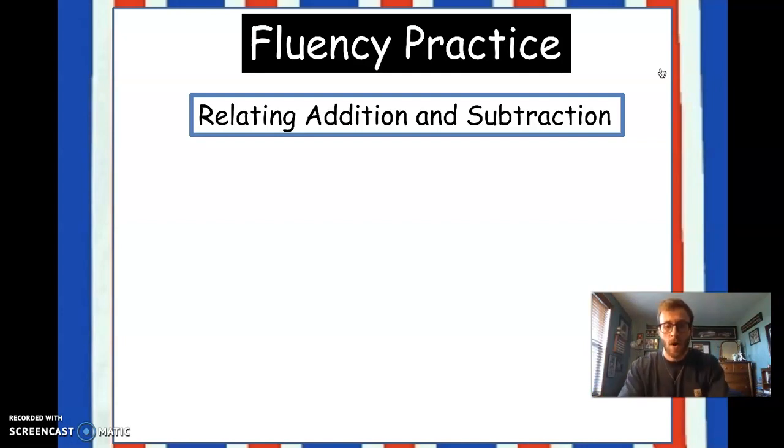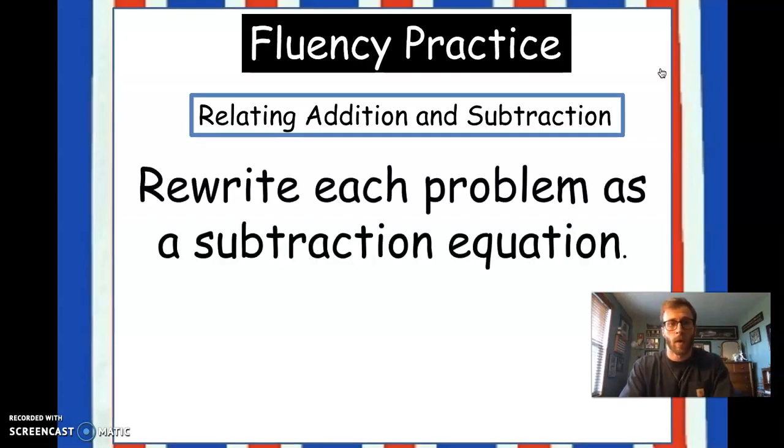All right. To start off, we are going to be working on some quick warm-up problems. And I'm going to give you an addition equation. And what I want you to do is to rewrite each problem as a subtraction equation. So I'll give you an addition equation. You move the numbers around. So you're going to use the same numbers and then turn it into a subtraction equation. I'm going to do the first one for us, and then I'm going to give you guys some time to do another one. All right?